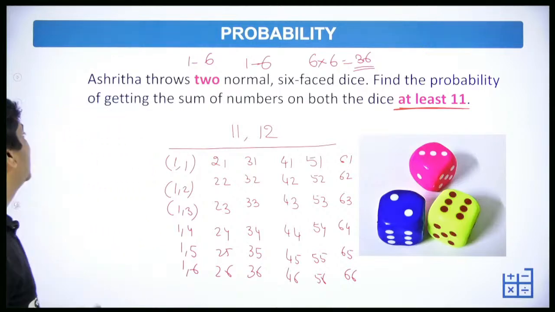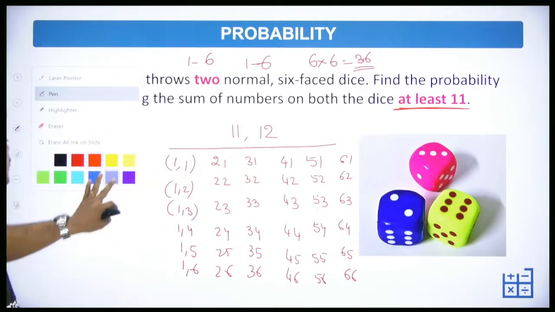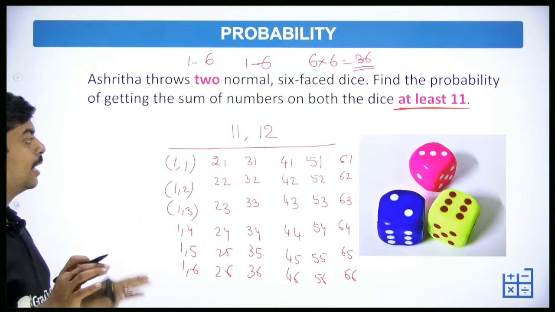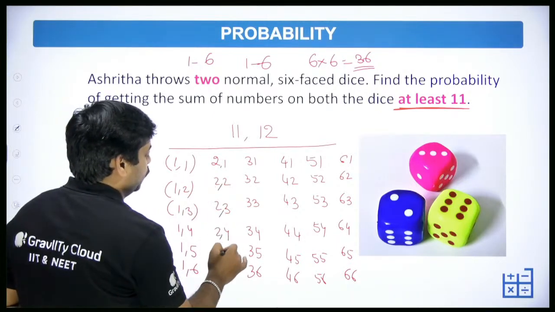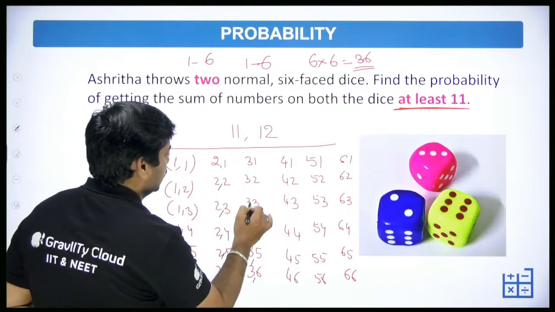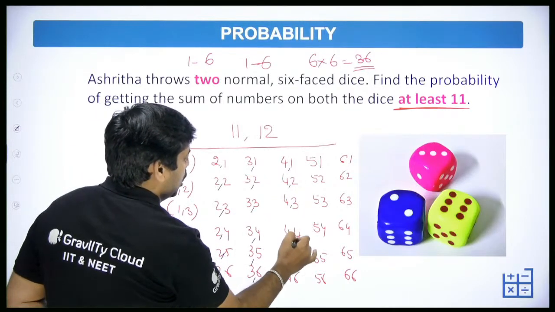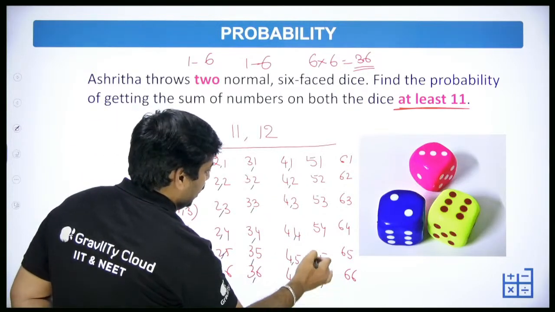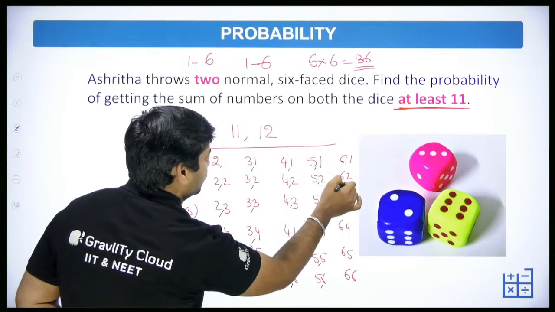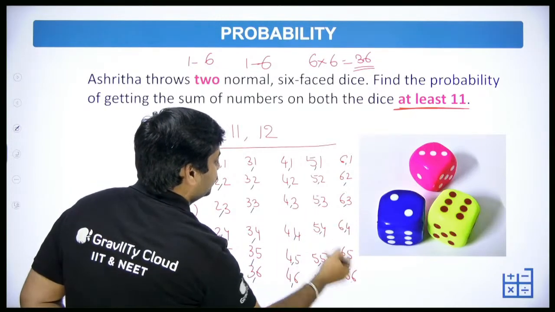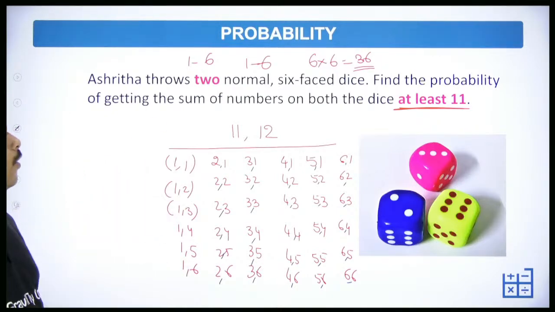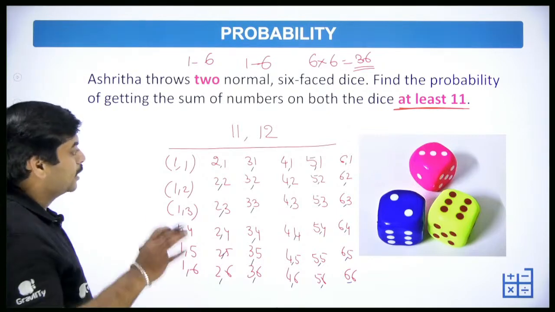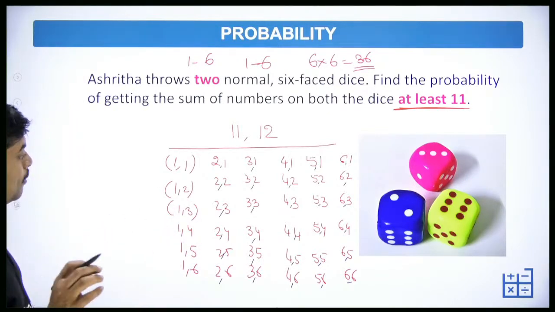So the total should be at least 11. Not only the total, how many cases are there? Don't take 2, 1 and 1, 2 as the same. All these are the numbers shown by both dice. Now we should get a sum of at least 11. Carefully observe, I'll try to plot which are the numbers that we have.